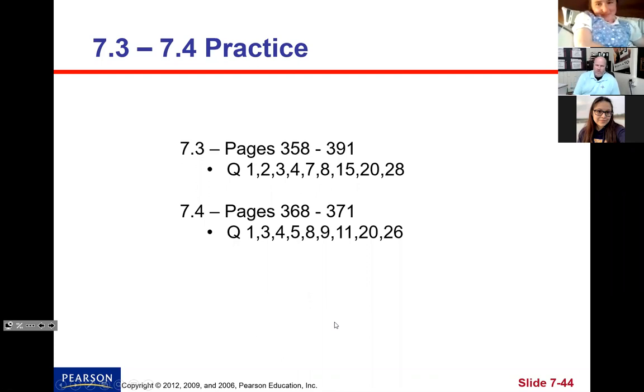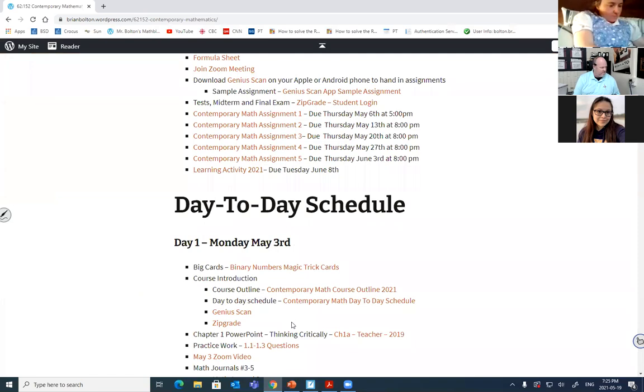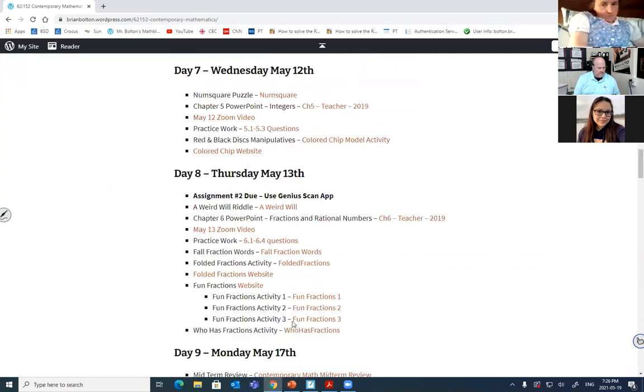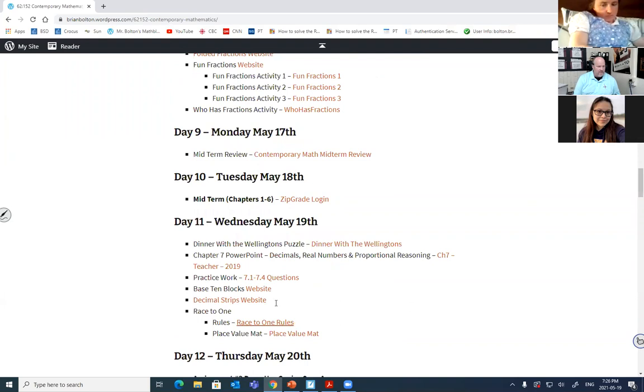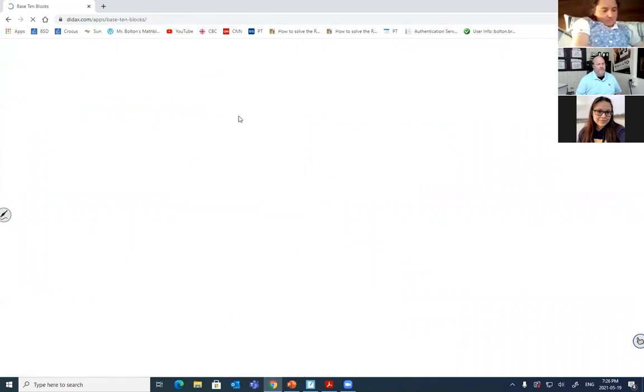Okay, so what we're gonna do is play what you would normally play as a game. So let's go get off of this one here. Go to course materials, Day 11. There's a couple of websites on here. What do we want here? Base 10 blocks. This website here, Base 10 blocks.